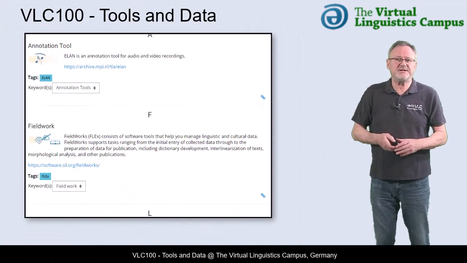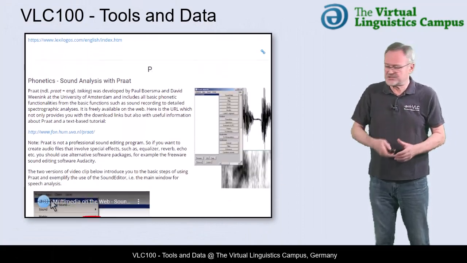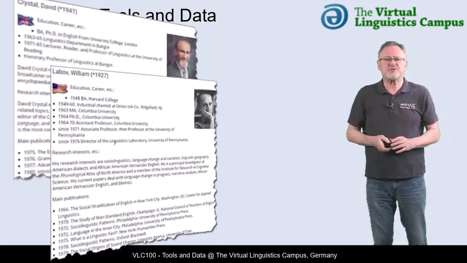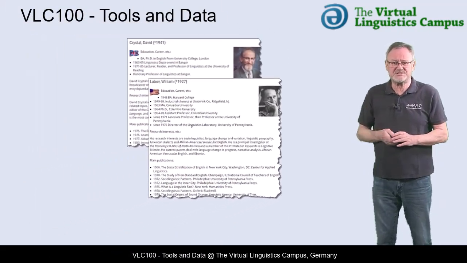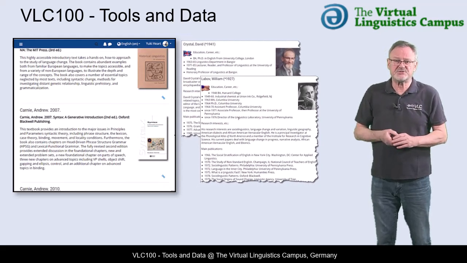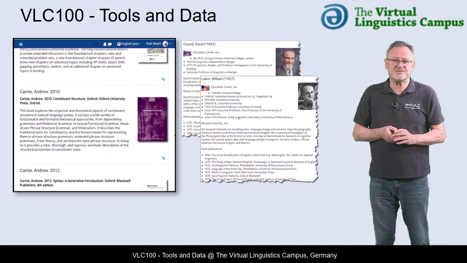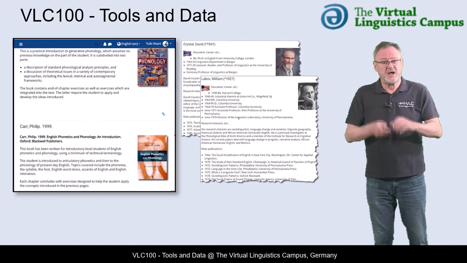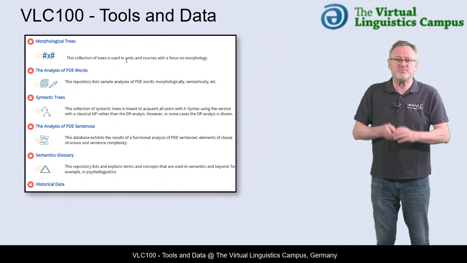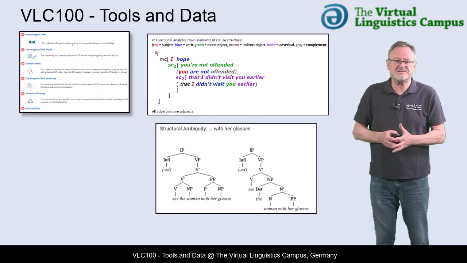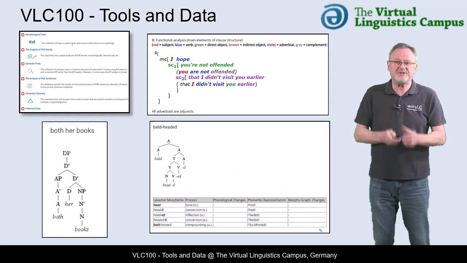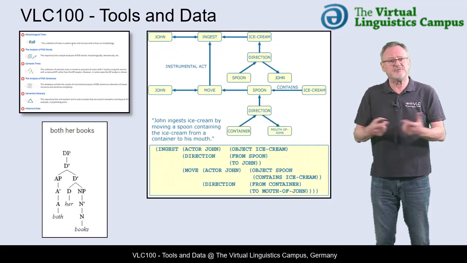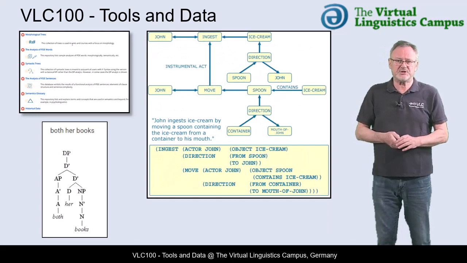Other glossaries contain linguistic tools such as text or tree generators, information about hundreds of very important persons in linguistics, as well as about hundreds of linguistic book publications, each with a detailed description. Our special linguistic glossaries include morphological and syntactic analyses, morphological and syntactic tree diagrams, conceptual analyses and semantic networks, and information on the history of the English language.